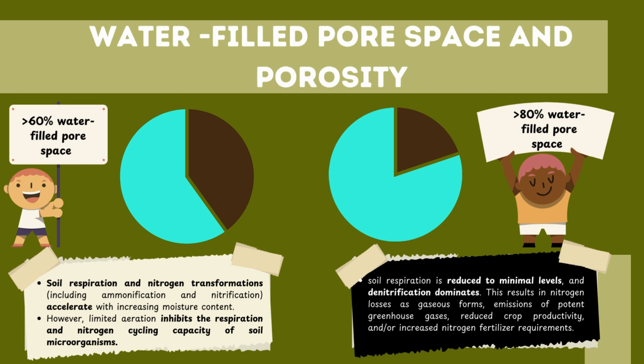On the other hand, when pore space is more than 80% filled with water, soil respiration drops to minimal levels, and denitrification becomes dominant. This can lead to nitrogen loss in the form of gases, increased emissions of greenhouse gases, reduced crop productivity, and a greater need for nitrogen fertilizers. Understanding these moisture thresholds is key to optimizing soil health and managing agricultural productivity.